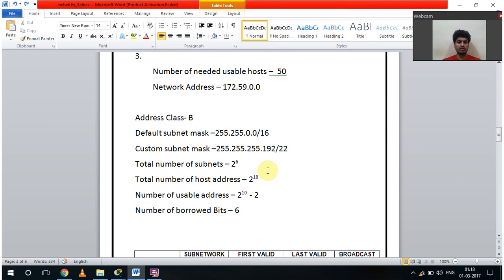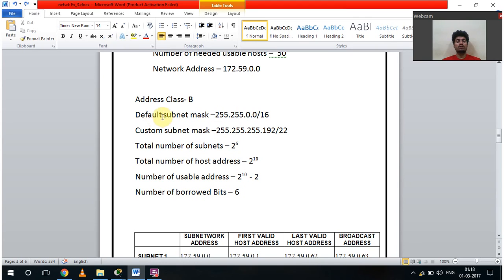Now we go for the third question, where the number of usable host addresses required is 50, and the network address given to me is 172.59.0.0. Since the network address starts with 172, it comes under class B, as we discussed in the previous question. The default subnet mask will be 255.255.0.0. The first 255 and second 255 stand for the network bits, and the rest stand for the host address. As it is class B, the default mask stands for 16.